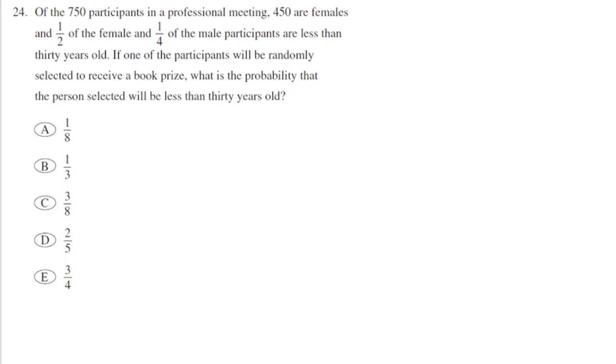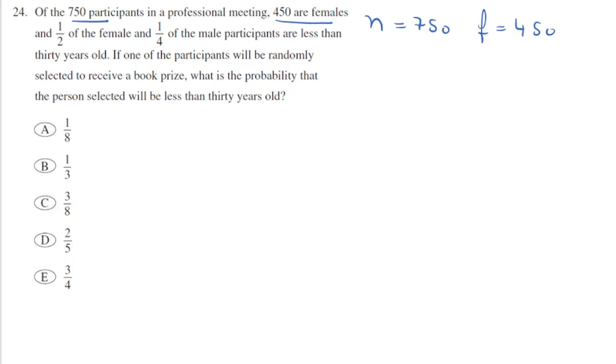The question says, of 750 participants in a meeting, 450 are females. So I'm going to denote total number of participants by n, which is 750 in this case. And I will denote total number of female with f, which is 450 in this case. Now they haven't given what is the total number of male, but it is easy to find out.